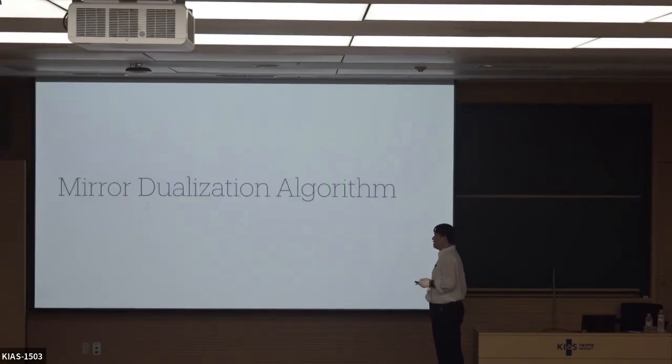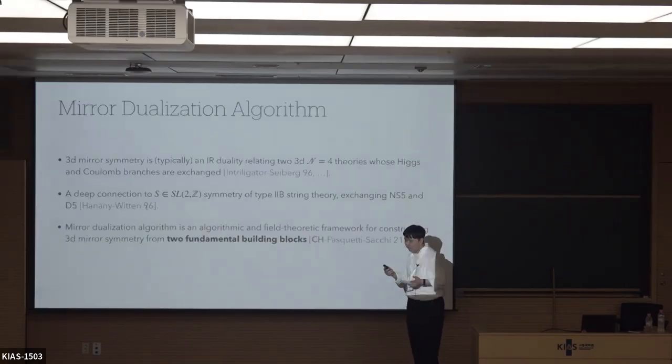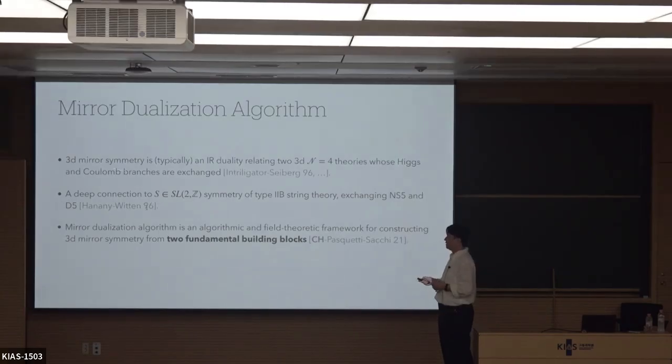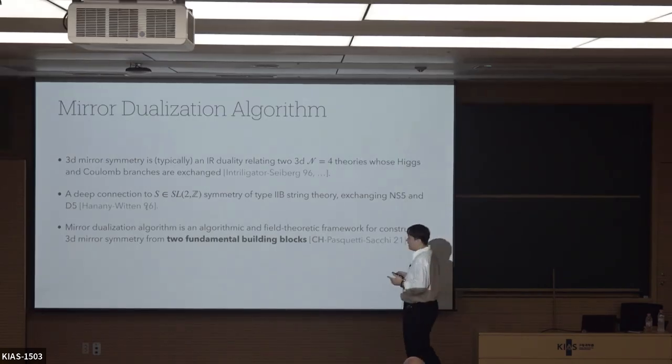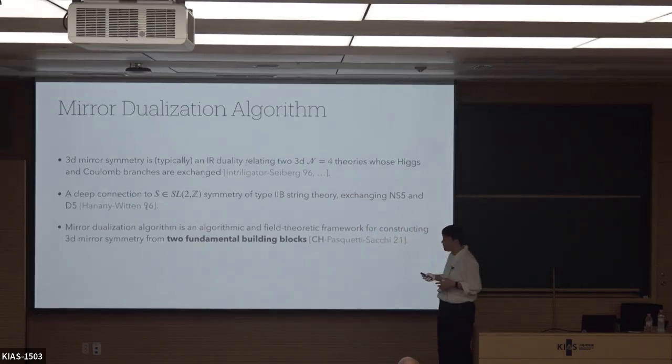So let me explain what this is. This mirror dualization algorithm is about 3D mirror symmetry, which is an IR duality typically relating two 3D N=4 theories whose Higgs and Coulomb branches are exchanged. It has a deep connection to the S element of the SL(2,Z) symmetry of type IIB string theory, which exchanges the NS5 and D5 branes.